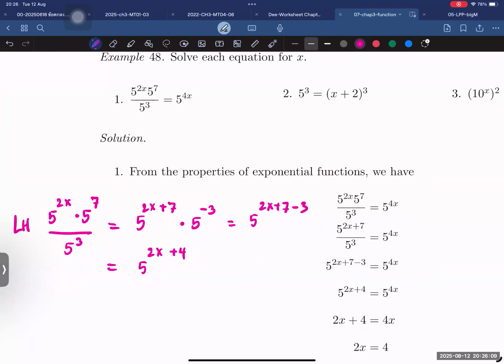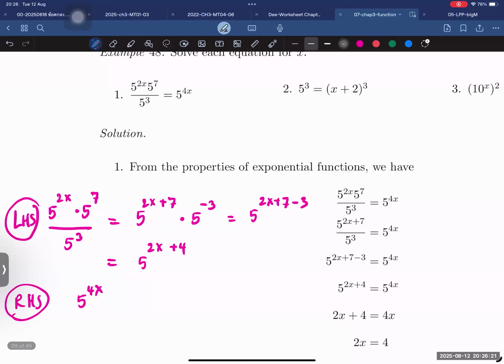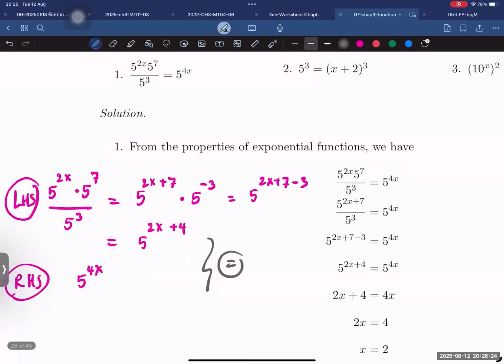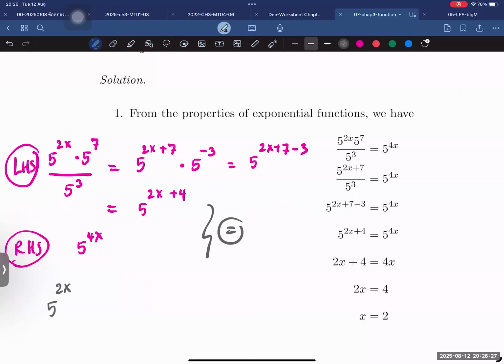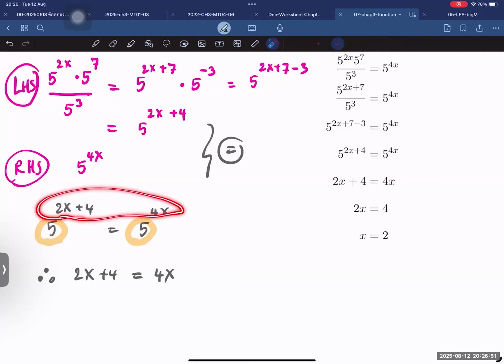That's the left-hand side. How about right-hand side? So right-hand side is 5 to the 4x, right? And here left must be equal to right. So that these two must be the same. So we have 5 to the 2x plus 4 must be the same as 5 to the power of 4x. And previously we have the same base, right? This is same base. So if these two are the same, it means that the power must be the same. Therefore, what we need is that 2x plus 4 must be equal to 4x. Okay, that is the power must be the same.